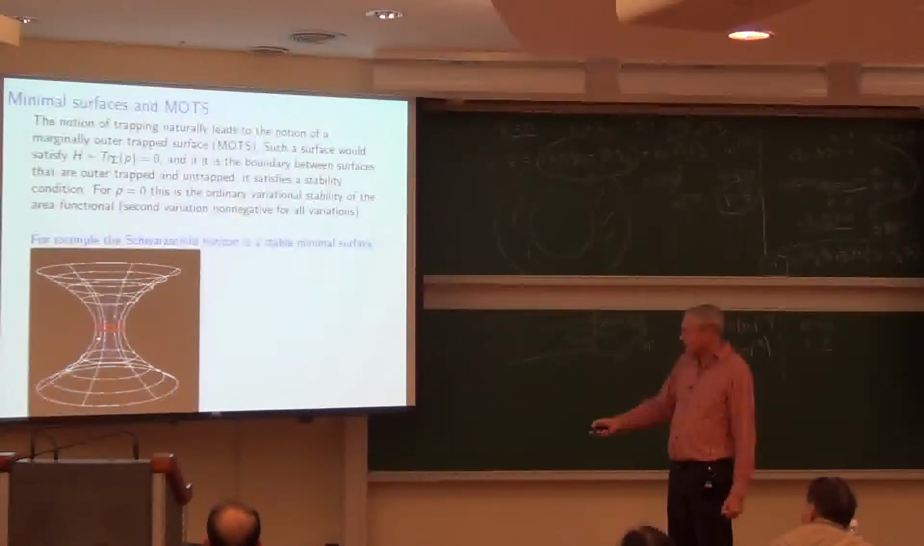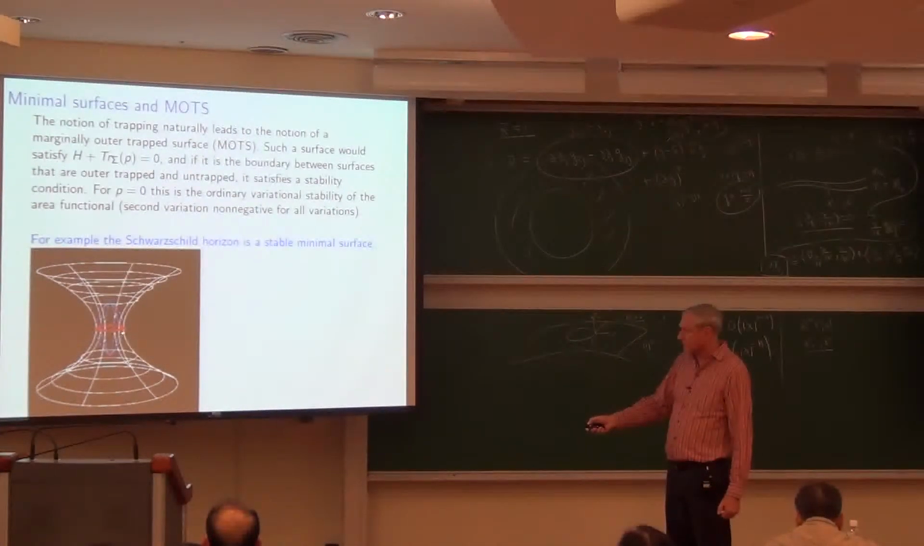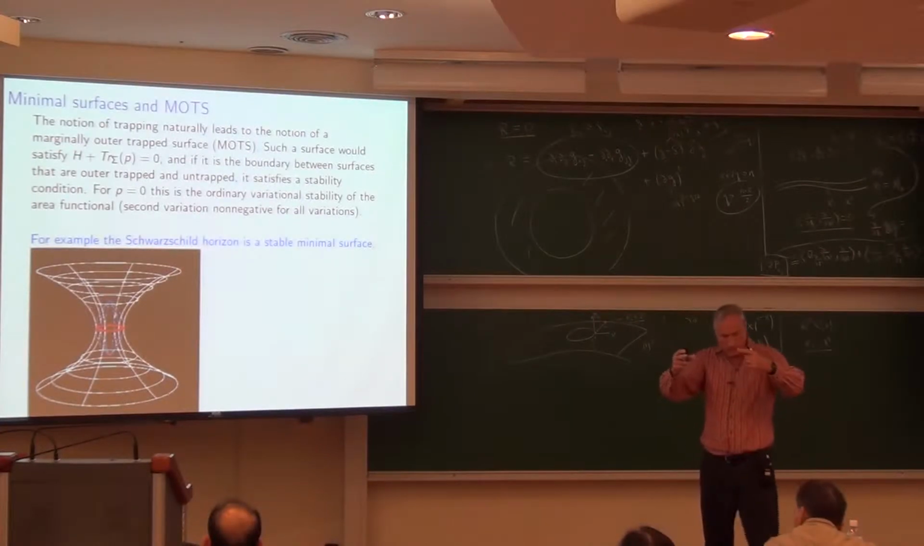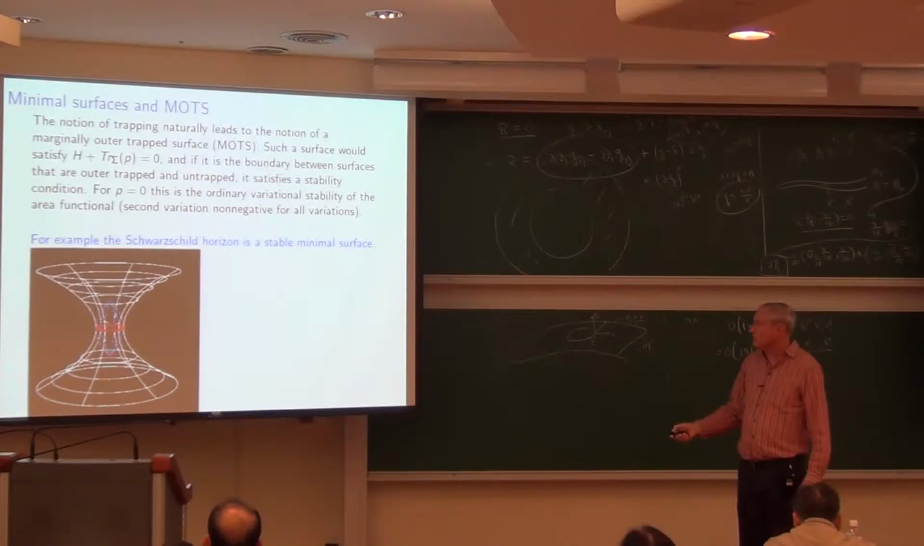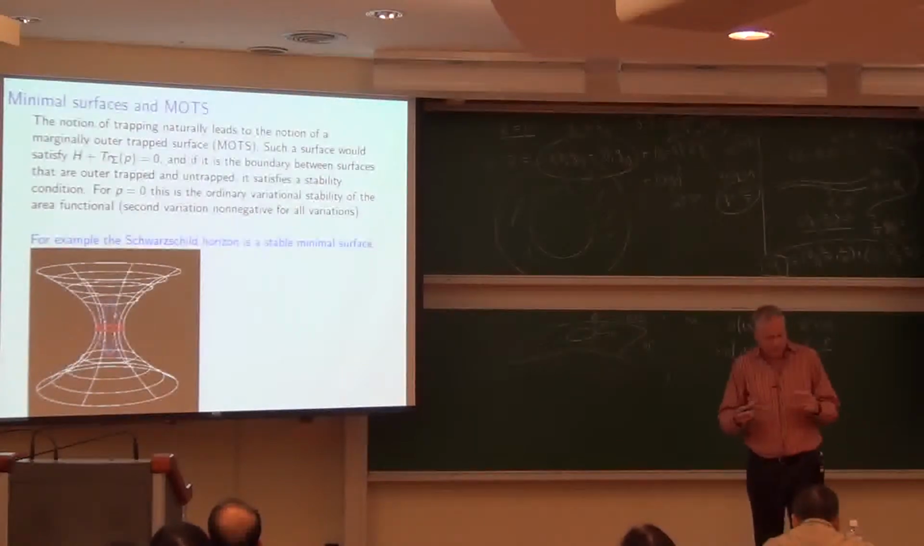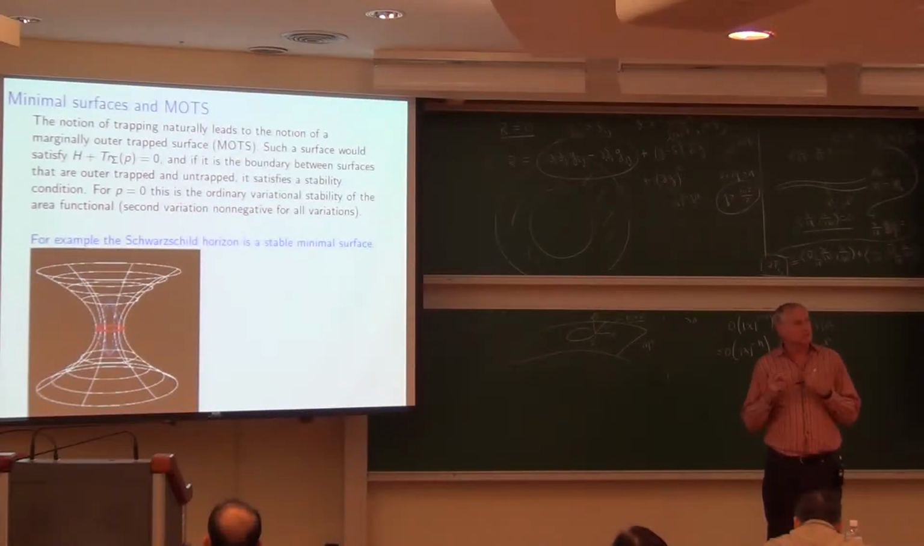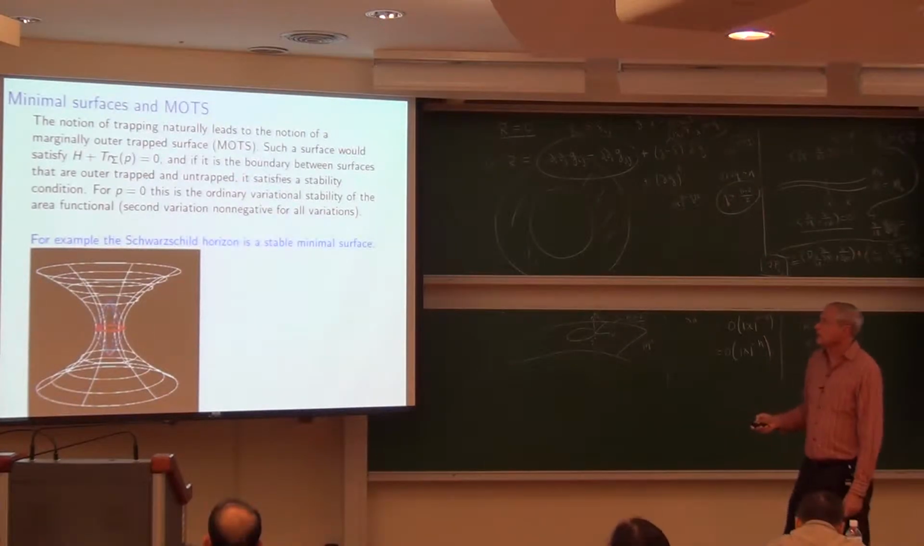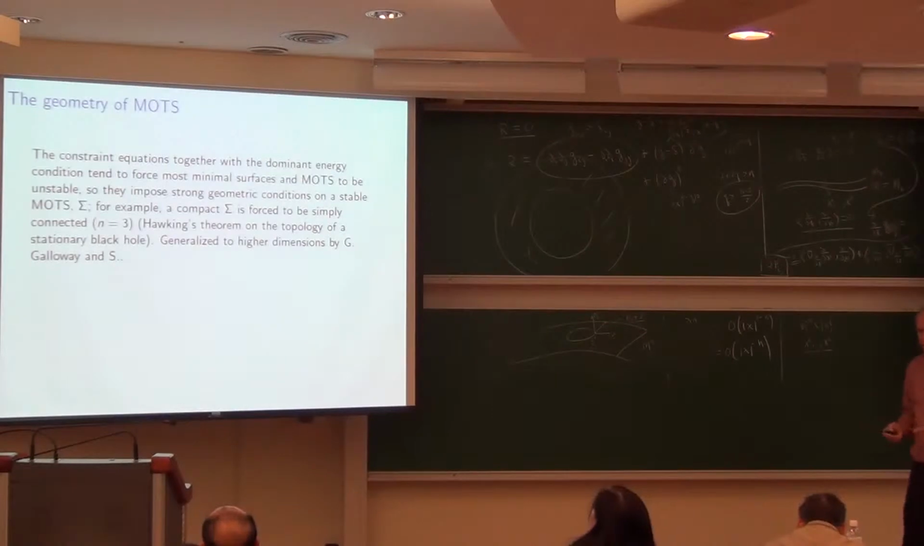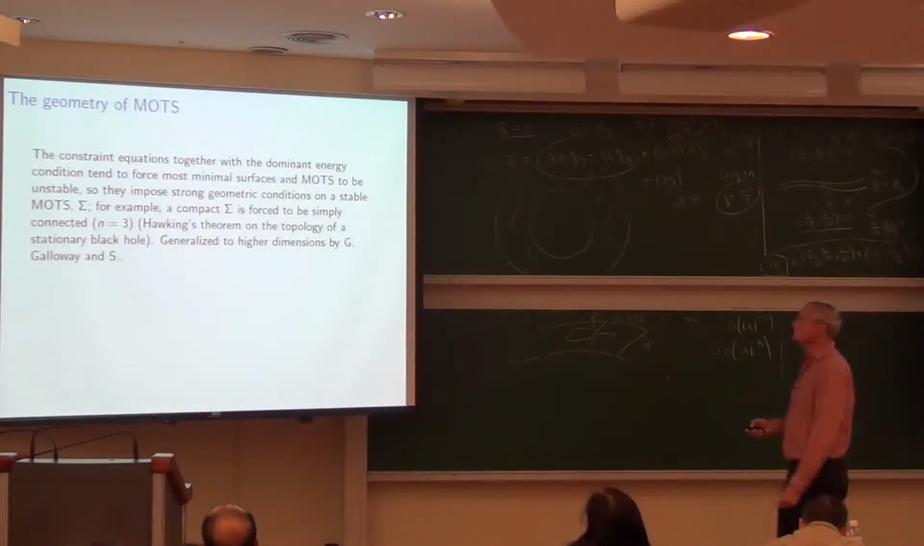Then if I look at just the family of constant curvature spheres there, if I go behind the horizon, then those surfaces are outer trapped. Those are strictly outer trapped because when I move outward, they decrease, right? Whereas if I go beyond the horizon, they're strictly untrapped. And so that's an example of a stable MOTS. So if there's any family of surfaces which go from strictly trapped to strictly untrapped, then that MOTS is called stable. And again, stable MOTS satisfy conditions very analogous to stable minimal surfaces.